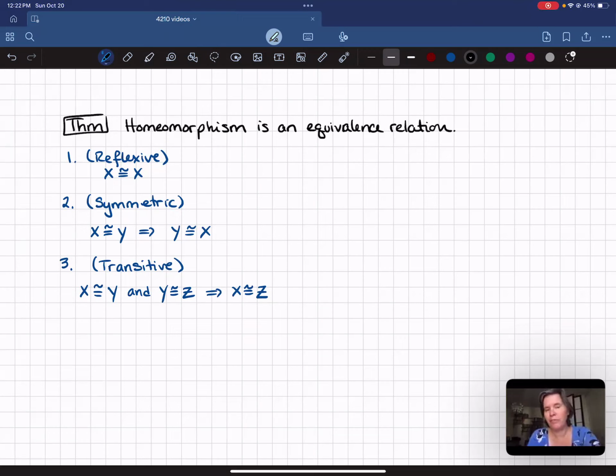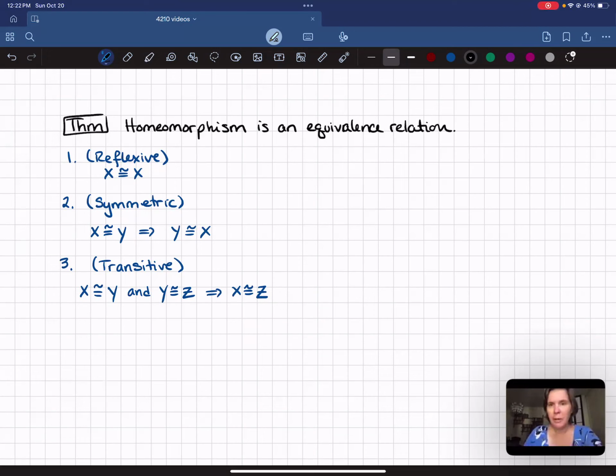If we're using a symbol that looks like an equality sign, then we would want it to satisfy these three properties. If it didn't, then we probably shouldn't be using that symbol for it. So let's show that homeomorphism is an equivalence relation by showing that it satisfies these three things. Remember that being homeomorphic means there exists a homeomorphism, which means there exists a function from the one space to the second space, which is one-to-one, onto, continuous, and has continuous inverse.